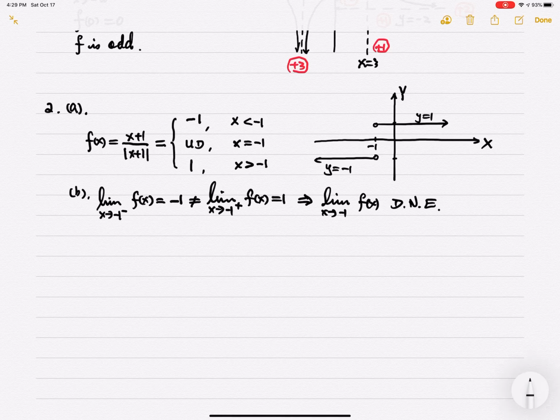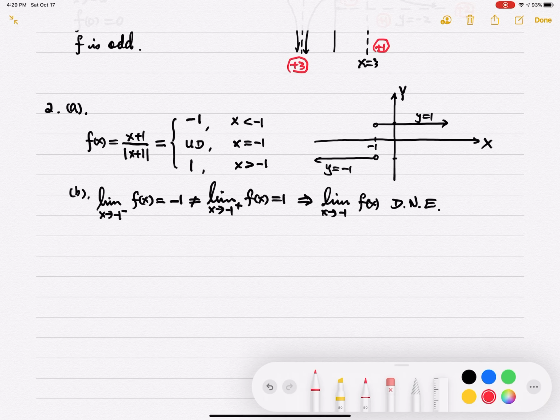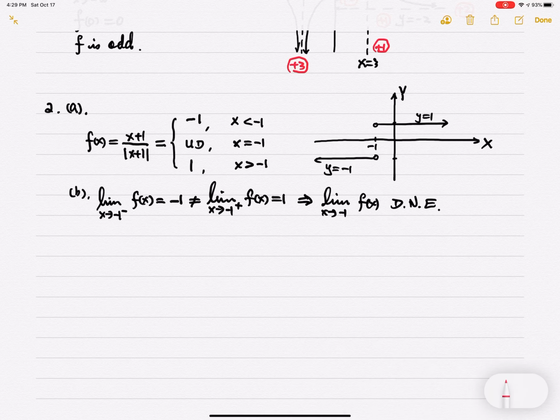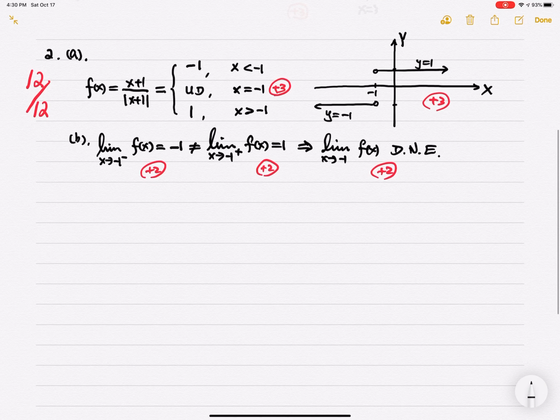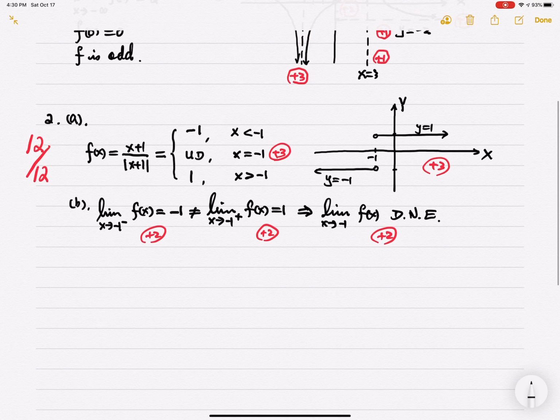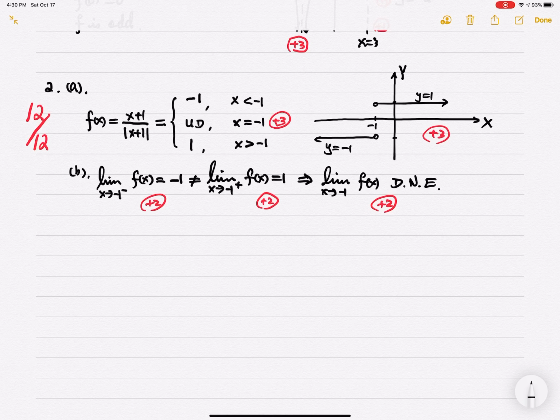Okay, so this is problem number 2. Well, this is 12 points. I would say here is 3 points, and the graph is 3 points. And then I will say here's 2 points, 2 points, and then here is 2 points. So this is 12 points. So that's problem number 2. Okay. Now problem number 3.